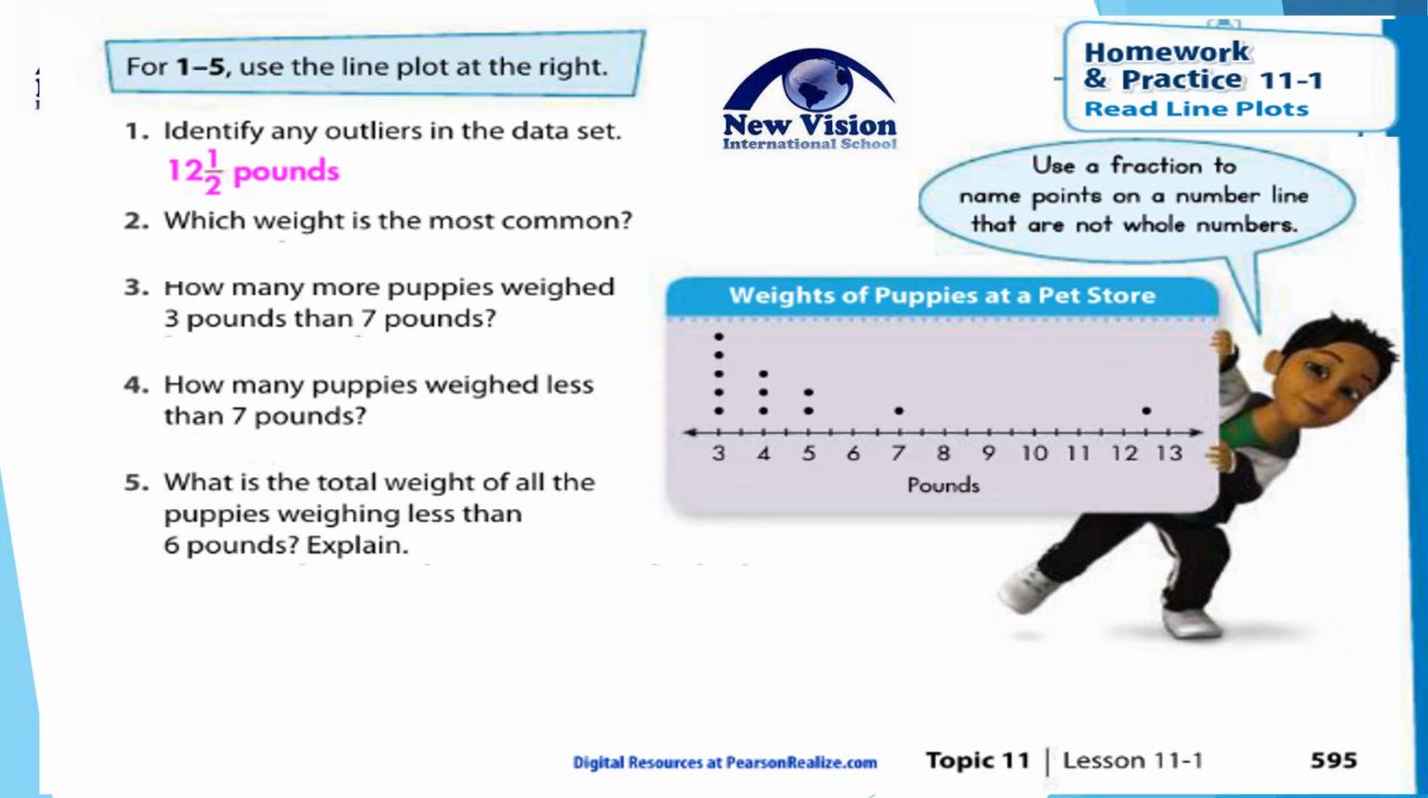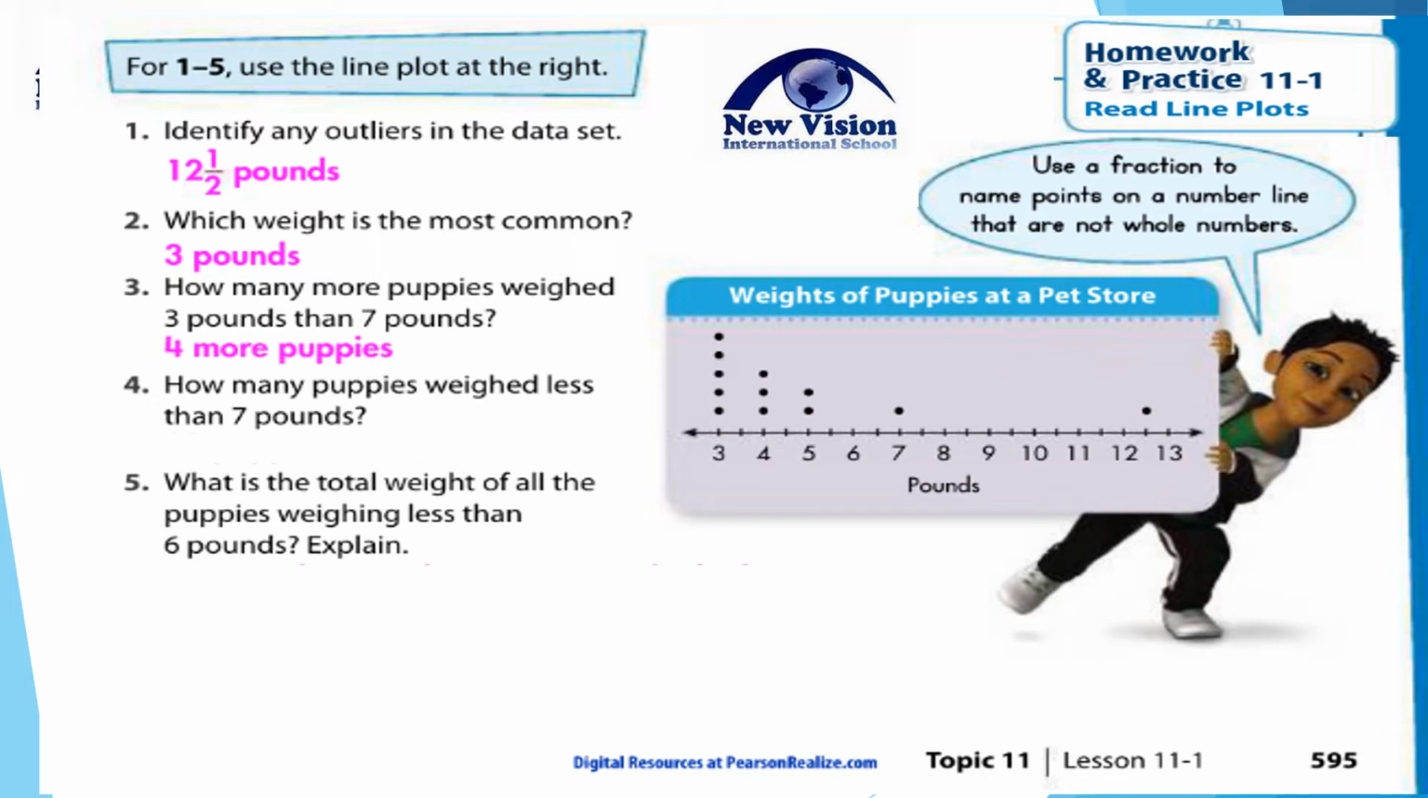Number 2. Which weight is the most common? What is your answer? Great. It's 3 pounds because it has the most number of dots. Number 3. How many more puppies weigh 3 pounds than 7 pounds? Since we have 5 dots up of 3 and only 1 dot up of 7, we will just subtract them. So 5 minus 1 is equal to? Great, it's 4 more puppies.